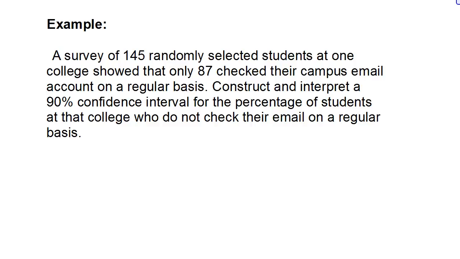So we have a total of 145 students. You have to be very careful on this particular problem. It tells us that 87 check their email. We want to know how many do not check their email.